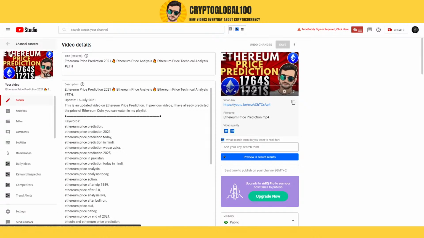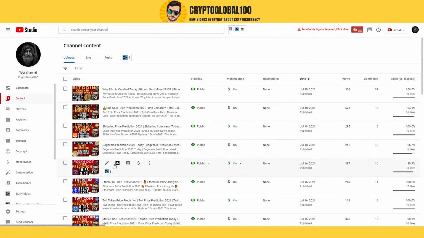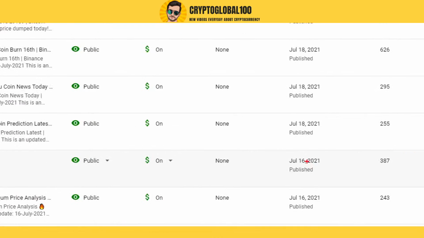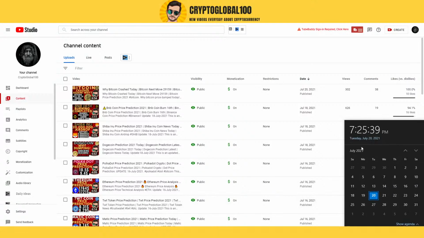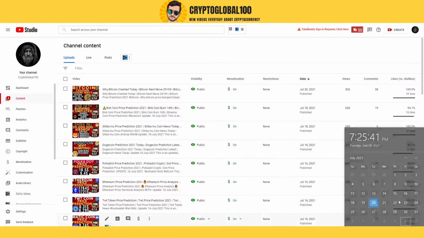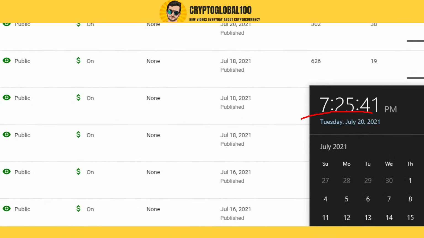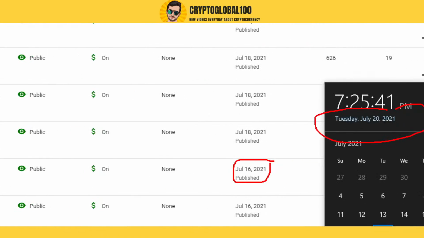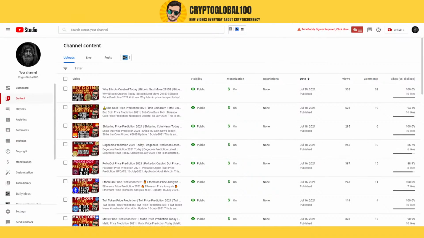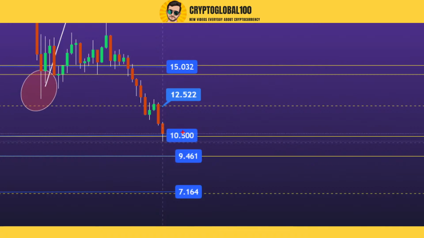Again, let me go back and let me tell you here, on 16th of July. What is today? This is 20 July. Polkadot price prediction 10.5, already predicted 4 days ago. And just take a look at this one here, it reacted to this area.